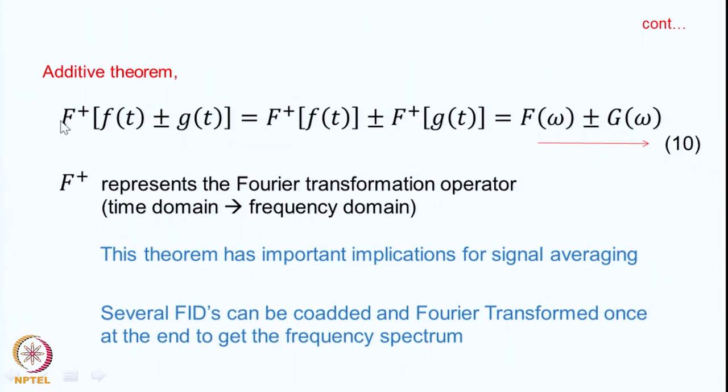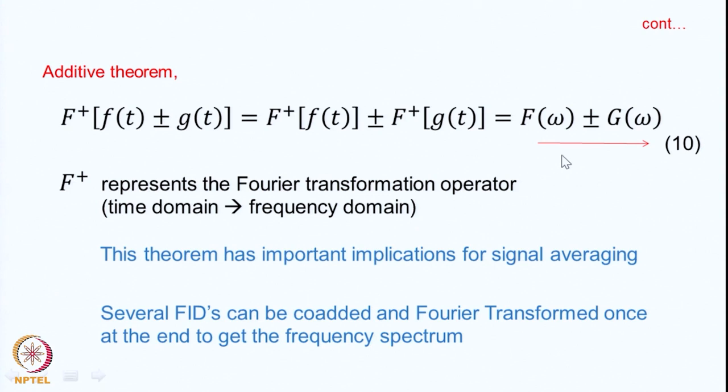And here notice that F represents the Fourier transform operator, that is, going from time domain to frequency domain. This operates on the time domain function, and the result we get is the frequency domain function. This theorem has important implications for signal averaging. You see, the question is, when you want to add the signals and the spectra, do you add them in the frequency domain or in the time domain? If you were to do it in the frequency domain, every time you will have to do Fourier transform, store it, and then you add it.